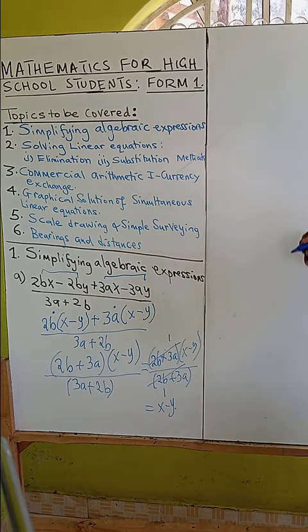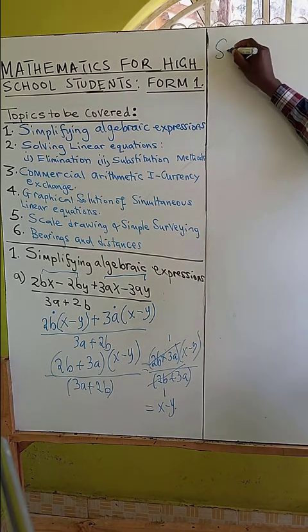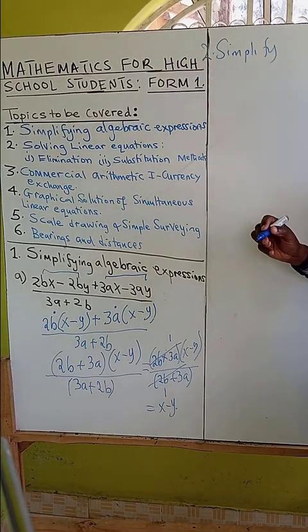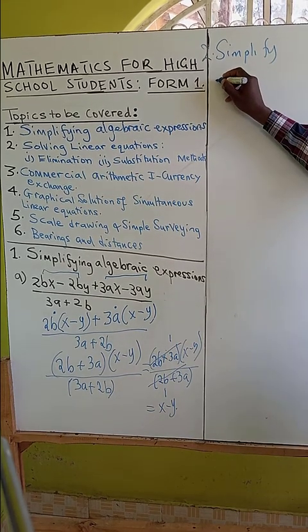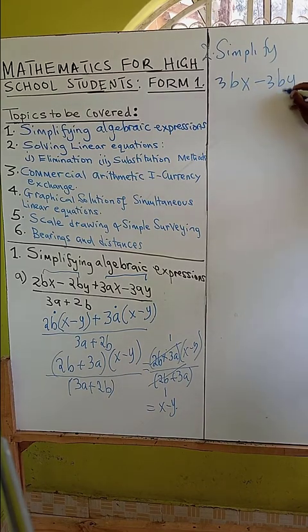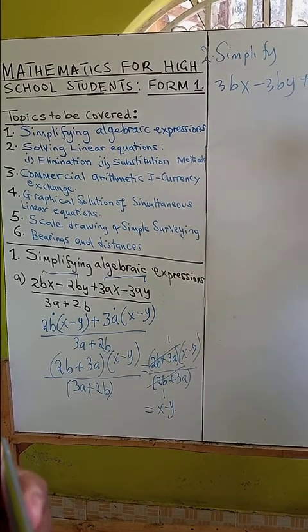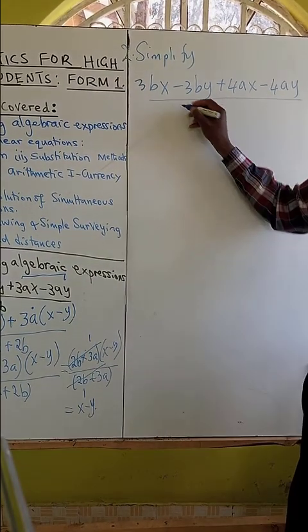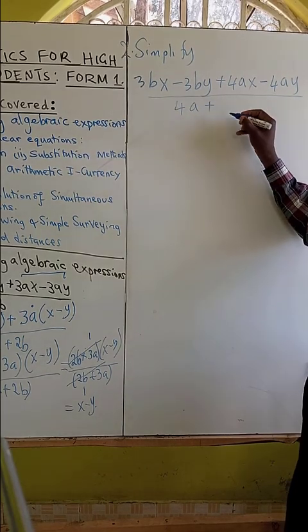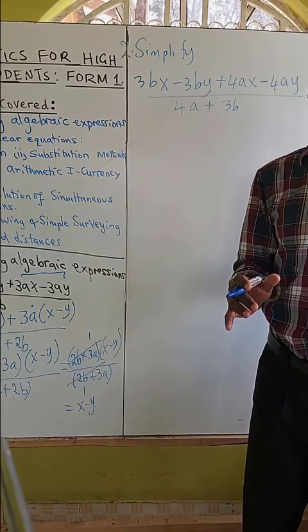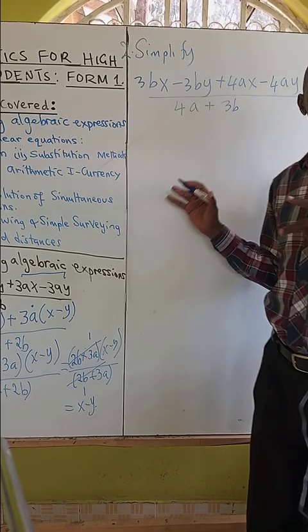Right, so the question is also simplify, this is question number 2. We have 3bx minus 3by plus 4ax minus 4ay, everything divided by 4a plus 3b. So viewers, take 2-3 minutes, work on it, and then we discuss the solution below.